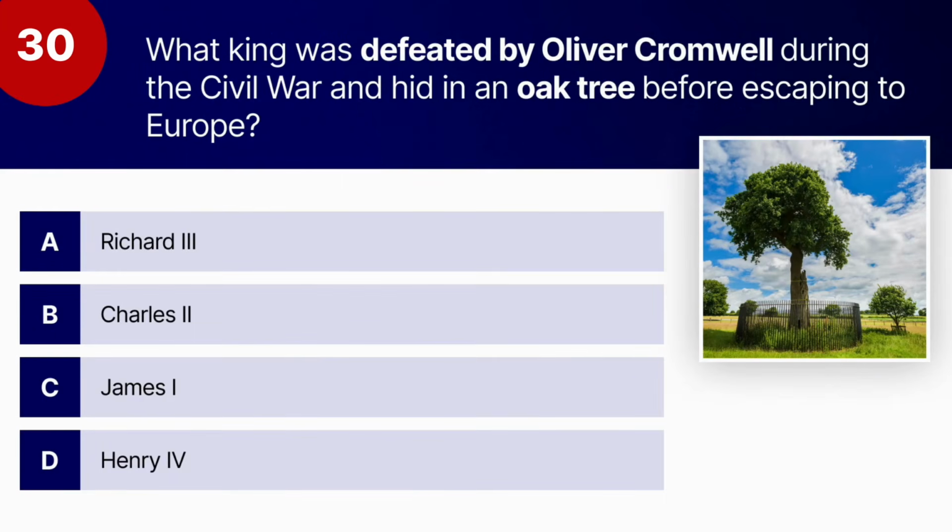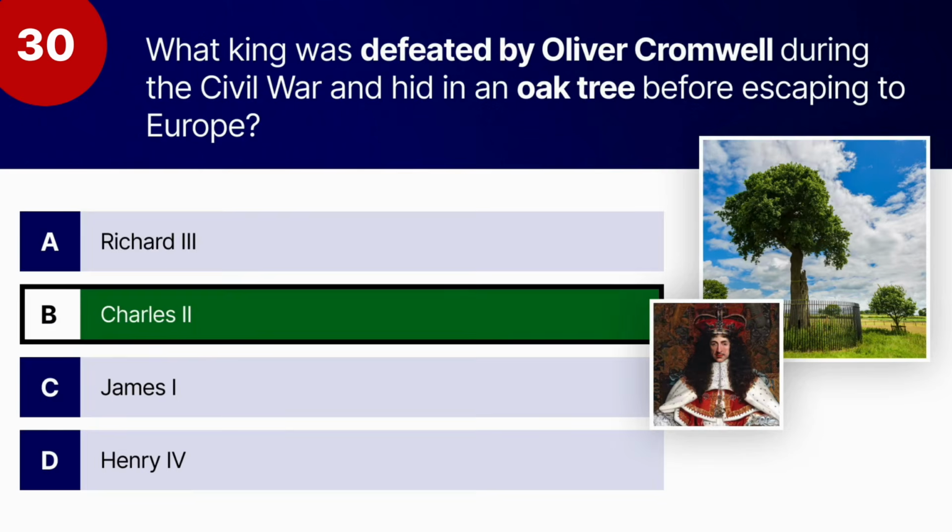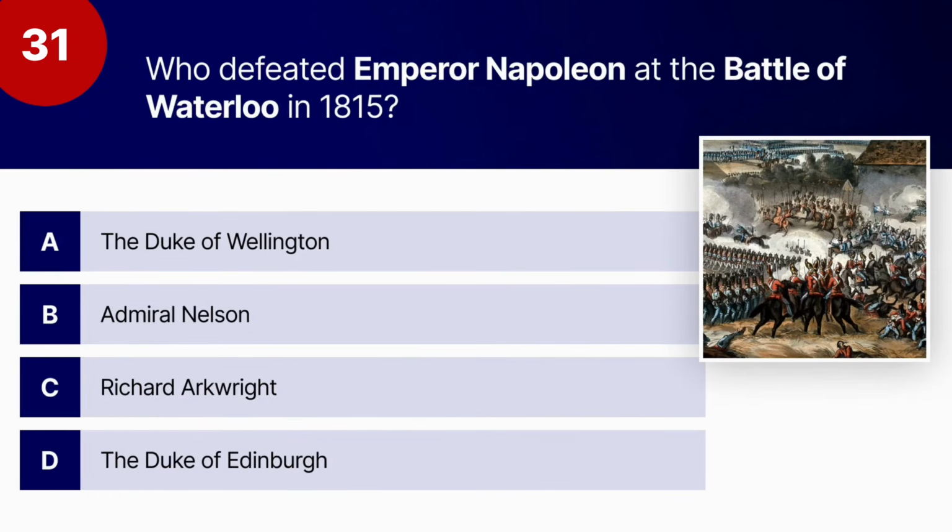Which king was defeated by Oliver Cromwell during the Civil War and hid in an oak tree before escaping to Europe? A. Richard III, B. Charles II, C. James I, D. Henry IV. The answer is B. Charles II.